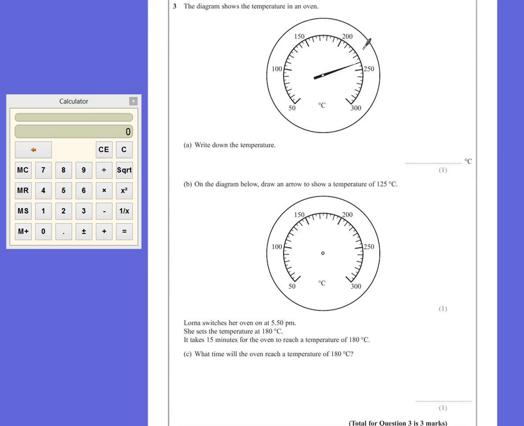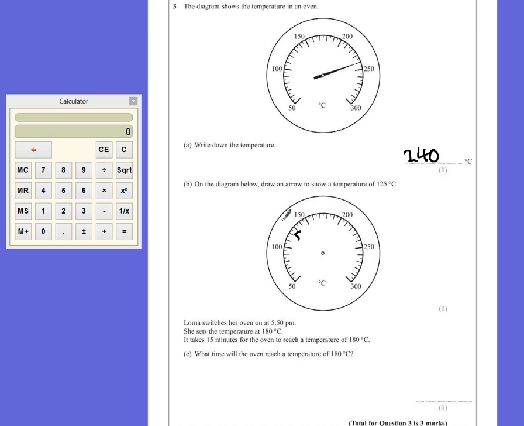210, 220, 230, 240. So the arrow is pointing at 240 degrees Celsius. Part B. On the diagram below, draw an arrow to show a temperature of 125 degrees Celsius. So it's the same scale, so we know that each of the larger marks is worth 10, so that's 110, 120. 125 would be at this smaller mark between 120 and 130.